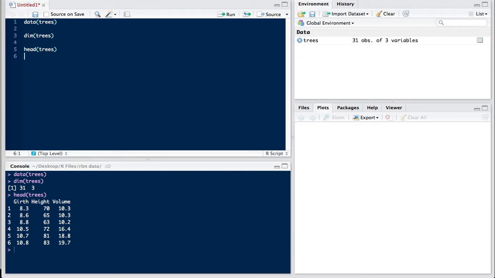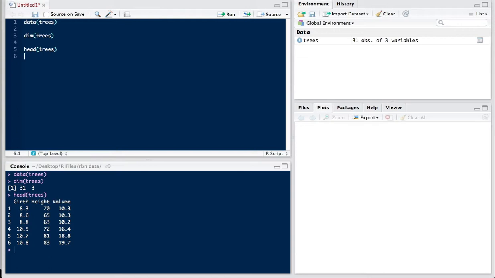Now, to measure the volume of a tree is very difficult, but to measure the girth of a tree is easy. And what we might like to know is, can we measure accurately the volume of a tree by simply measuring the girth? Is there a relationship between girth and volume? So what we're going to be doing is using girth as our predictor variable or our x variable, and we're going to use volume as the response variable or the y variable.